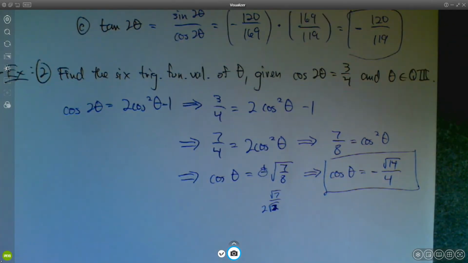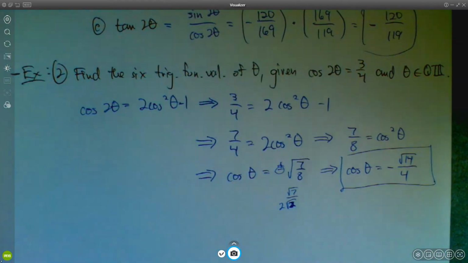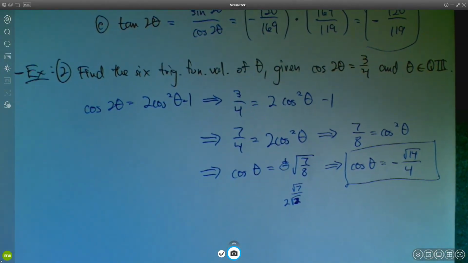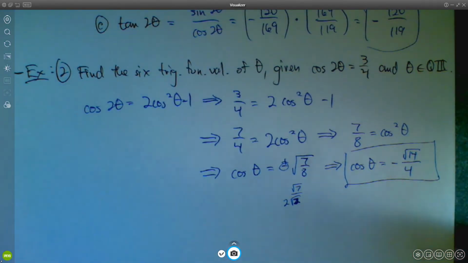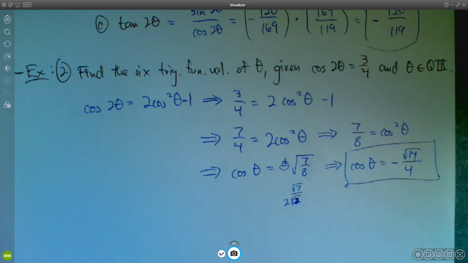I'll be honest, I've been recording a lot of lectures today, and I'm not sure I'm going to finish this problem, because finding the other trig functions is easy at this point, right? You make your little right triangle, solve for the missing side, and then you can get sine, tangent, cotangent, etc. So I'm going to leave it there.